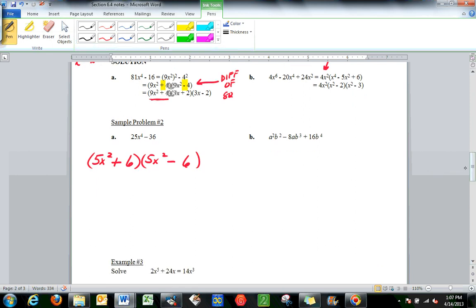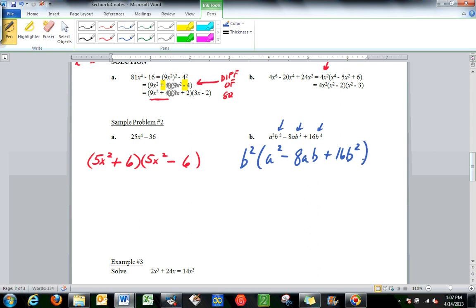In part B, we're now dealing with two variables in the same problem, an A and a B, and sometimes this can be a little bit confusing, but we're just going to take it one step at a time and see what we've got in common. If you look at this, we've got a B variable in each of the terms, so we can factor out a B squared. I'm going to take out B squared first, and that leaves me with A squared minus 8AB plus 16B squared.